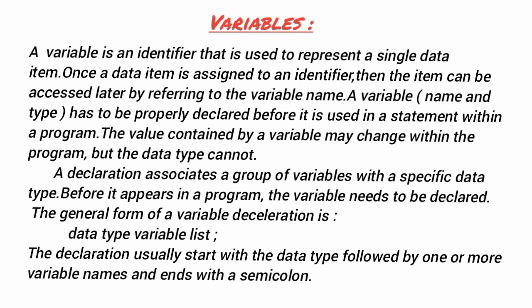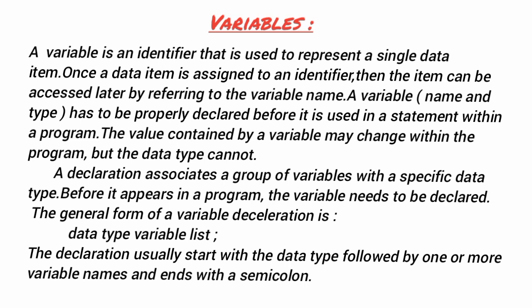Variables. A variable is an identifier that is used to represent a single data item. Once a data item is assigned to an identifier, the item can be accessed later by referring to the variable name. A variable name and type has to be properly declared before it is used in a statement within a program. The value contained by a variable may change within the program, but the data type cannot.